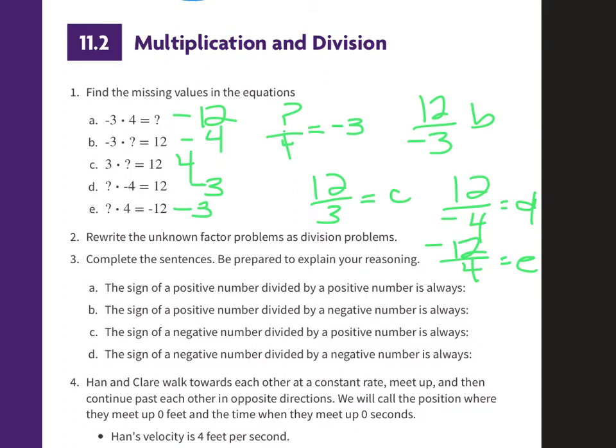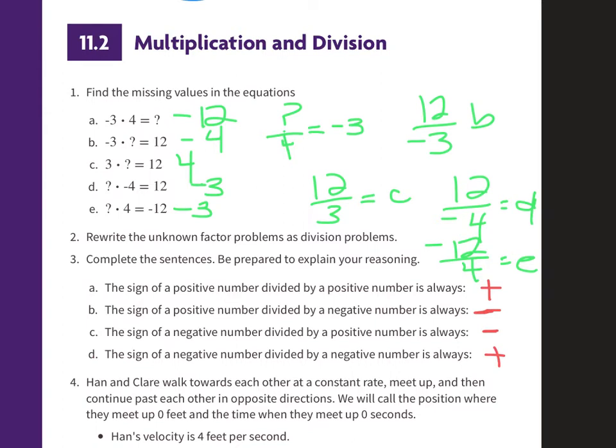Letter C, complete the sentences. Be prepared to explain your reason. The sign of a positive number divided by a positive number is always positive. The sign of a positive number divided by a negative. So I have a positive divided by a negative. The signs are different, so it's going to be negative. Letter C, the sign of a negative divided by positive. Different signs again, so it's negative. And the sign of a negative divided by negative is positive.